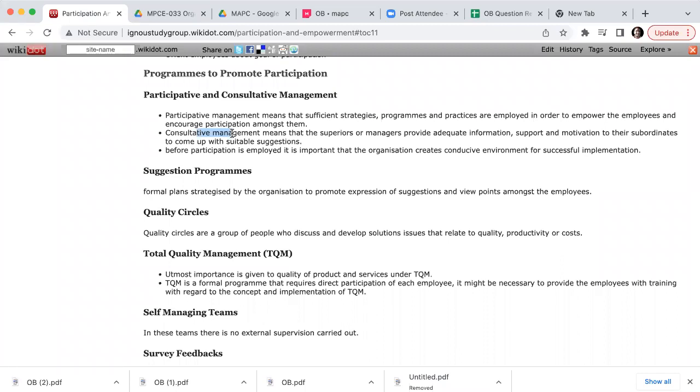Participative management is okay, come and join, let's do together. Whereas consultative management is, tell us what we have to do, right? And then we are doing it based on whatever the consultancy that we got from the people. So that is what consultative management is. Both are programs of participation itself, and both would improve participation.